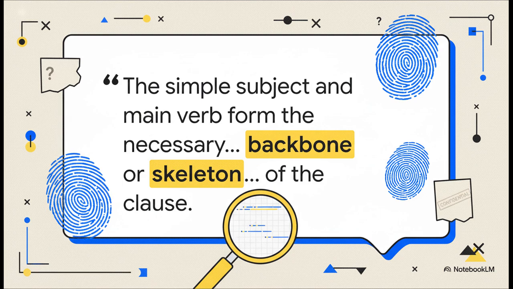And this right here is such a great way to put it. The subject and the main verb. They are the backbone, literally. Everything else in the sentence, it's just flesh and muscle hanging on that skeleton. So step one for us, always, is to find that backbone.